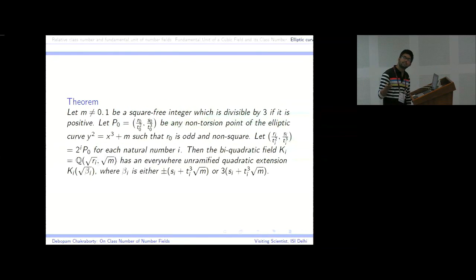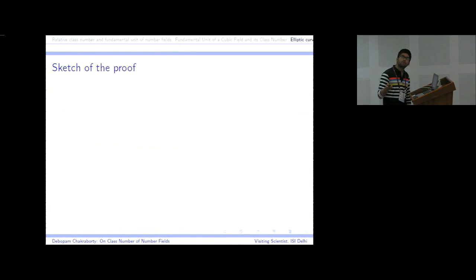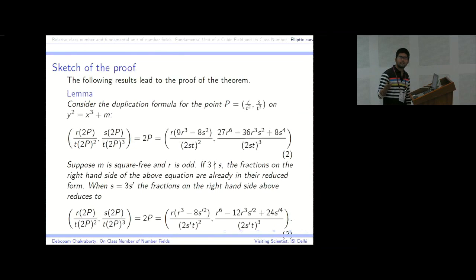So this is the main thing: if you have a non-torsion point in an elliptic curve, then you can construct biquadratic fields like this, which will have even class number. The sketch of the proof is this part, which Sujata ma'am mentioned in the first lecture: the duplication formula. It is P plus P, but not a very general P plus P. If you have R, S, T, it will look like this.